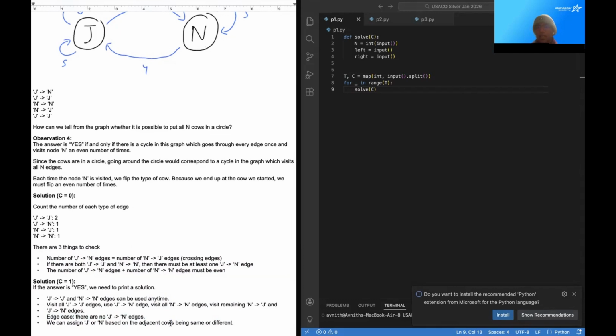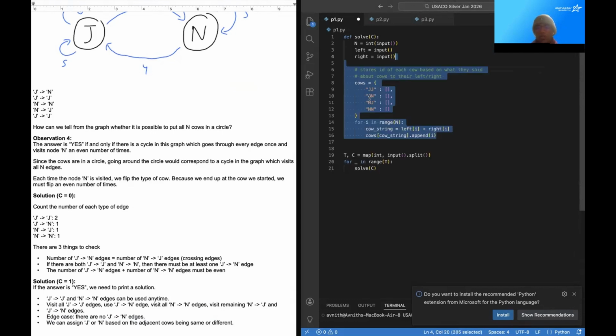Now we can assign Farmer John or Farmer Nosh to each of these cows based on the order we visit. Essentially, if there's an n between two adjacent cows, that means they're different. Otherwise, they're the same. So we can say the first cow is Farmer John's, and as we move around the circle, we know who the next cow belongs to because we know whether those two adjacent cows are the same or different. This allows us to fill in the type of each of the cows by moving through this cycle. So now let's see how we could implement this using Python.